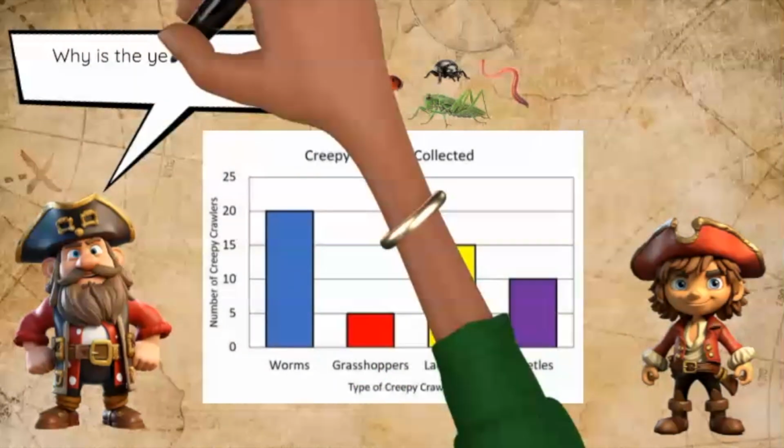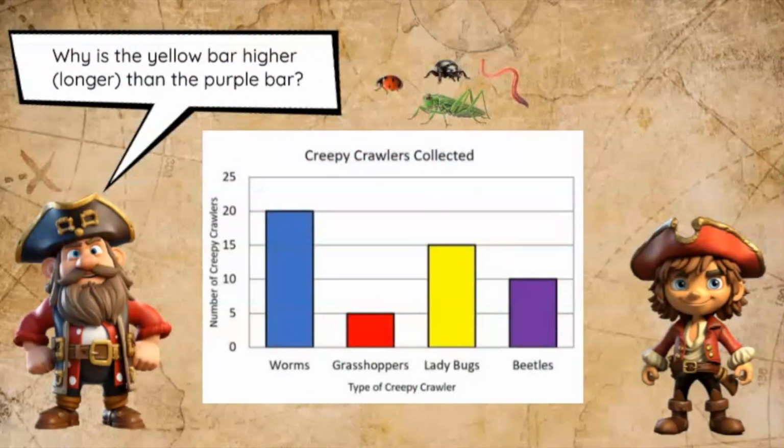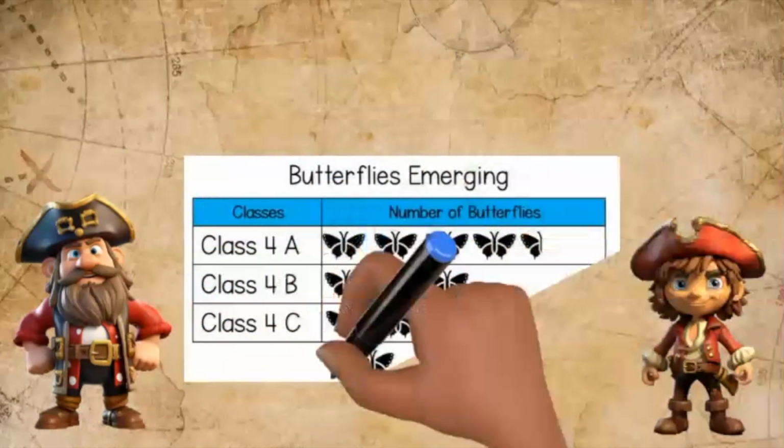Looking at the shape of the graph, why is the yellow bar higher than the purple bar? The shape of the graph depends on the quantity of each type of creepy crawler. There are more ladybugs than there are beetles, so the yellow bar that represents ladybugs is longer than the purple bar that represents beetles. Let's move to a pictograph.